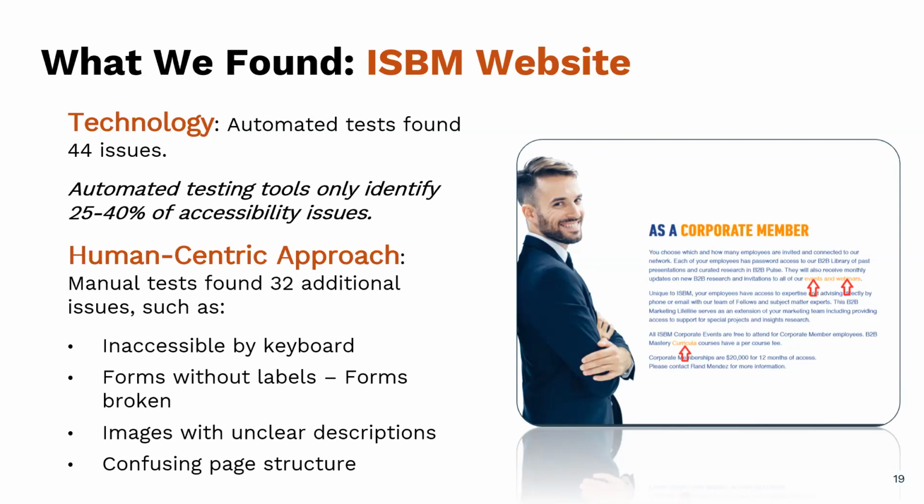But the human-centric approach that we use, we have people comb through the website and use it with a screen reader, which is a technology that will read everything that is on the screen. We have people go through who use keyboard only, who use Zoom technology that makes the print a lot bigger on the screen. And we were able to find 32 additional issues, and some of them were parts of the website that were inaccessible by keyboard.